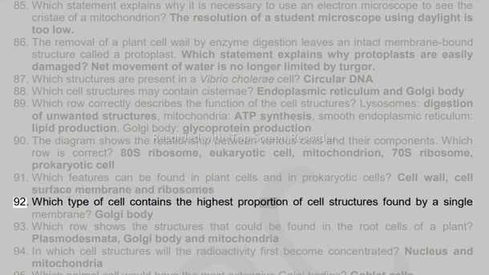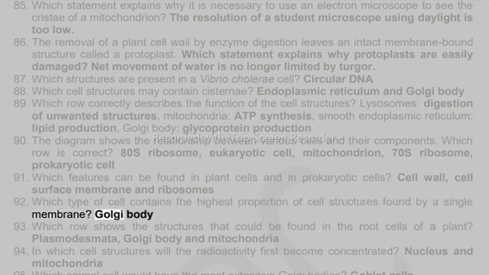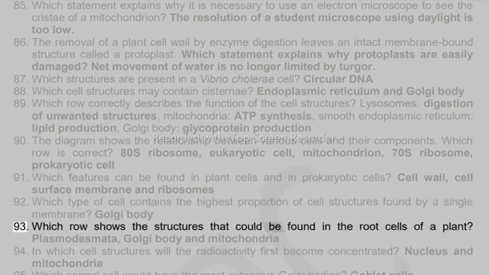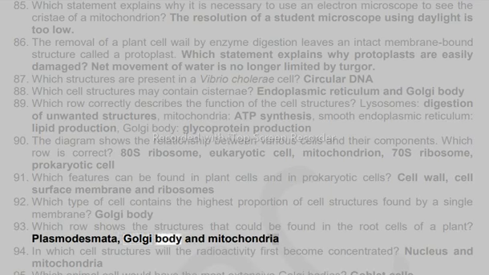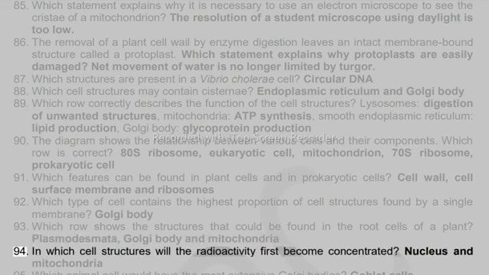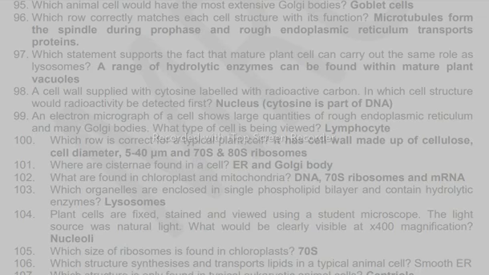92. Which type of cell contains the highest proportion of cell structures bounded by a single membrane? Golgi body. 93. Which row shows the structures that could be found in the root cells of a plant? Plasmodesmata, Golgi body, and mitochondria. 94. In which cell structures will the radioactivity first become concentrated? Nucleus and mitochondria. 95. Which animal cell would have the most extensive Golgi bodies?